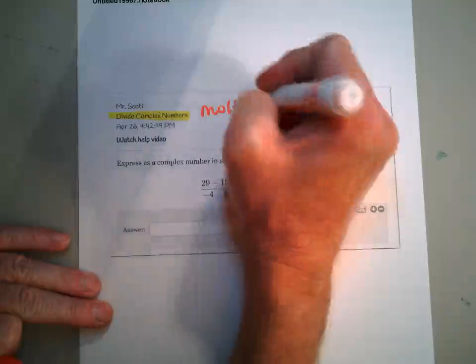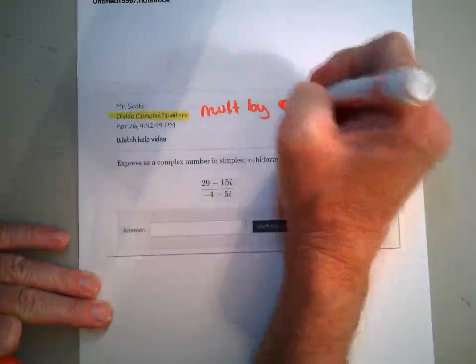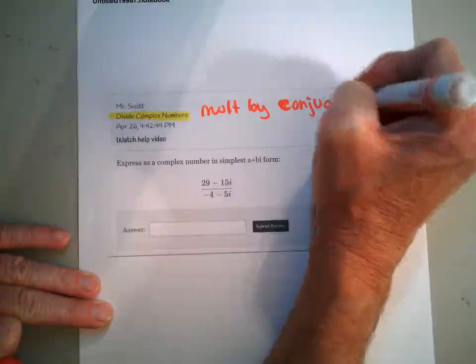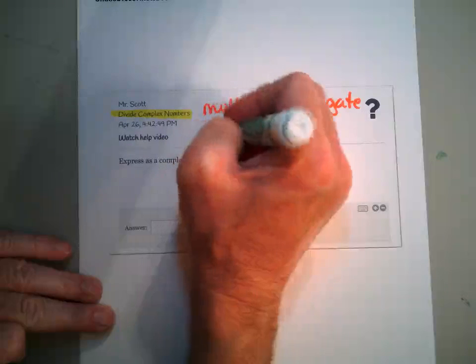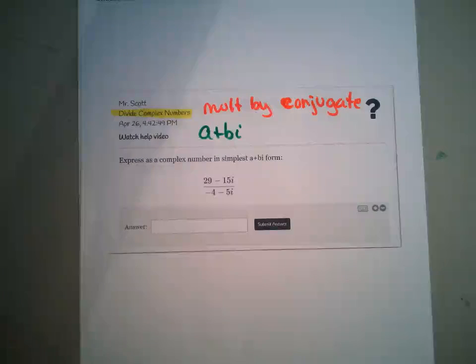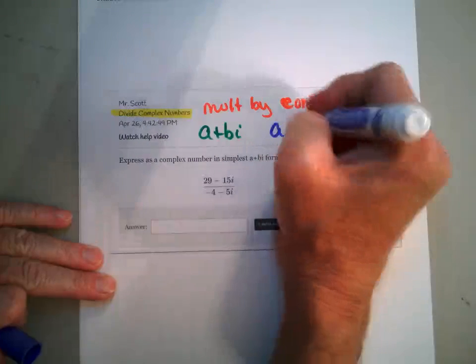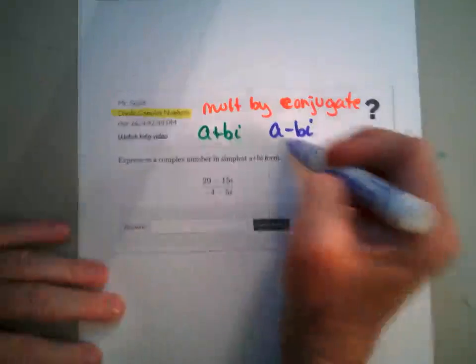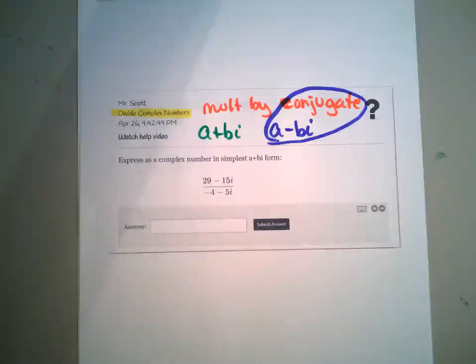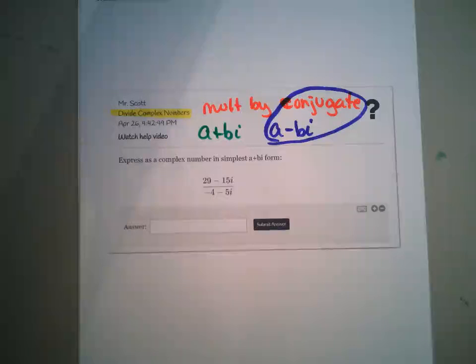All right, last one: the division of complex numbers. This is probably the most complicated part. We get to multiply by what's called a conjugate. If we have a standard complex number that is a plus bi, then its conjugate would be a minus bi. This is its conjugate right here. And so we'll multiply by the conjugate.